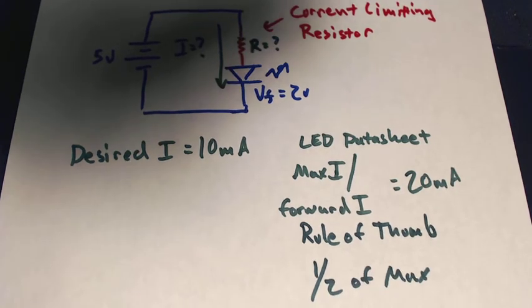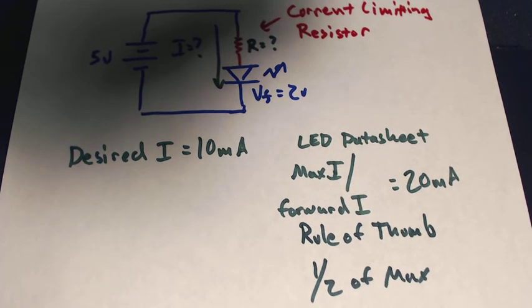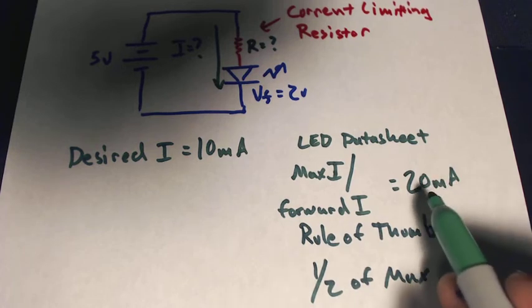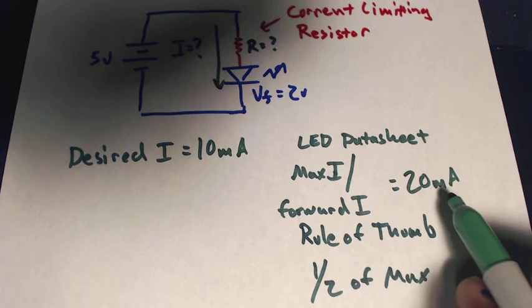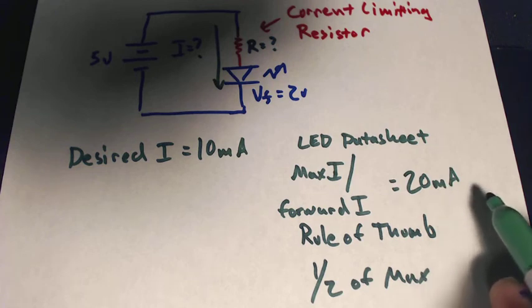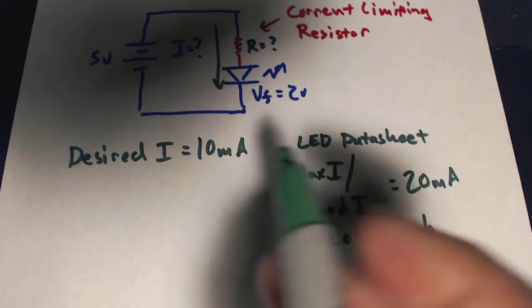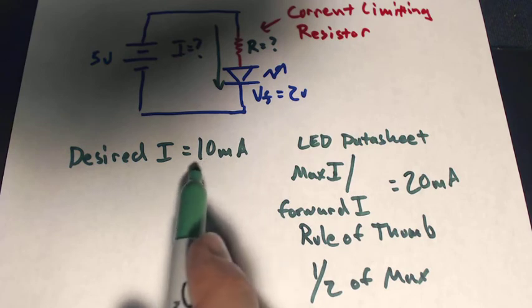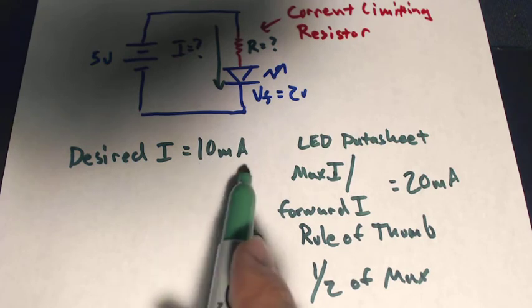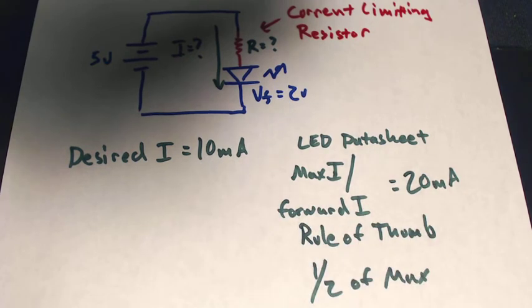This kind of goes for many things in electronics. If you look at the power rating of something, typically you don't want to run things at max. So if you can, try to get close to half of that. In this case, we're looking at current. Max current before the thing starts breaking down is 20 milliamps. However, it performs its function beautifully at 10 milliamps. So I'm going to use that for my desired current.